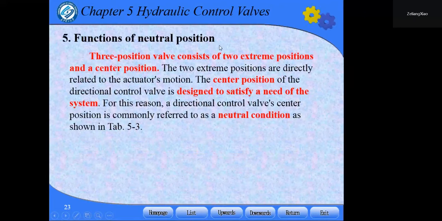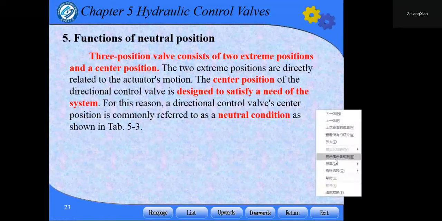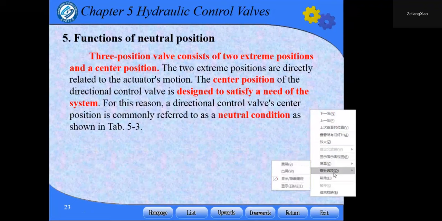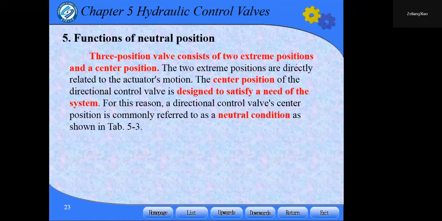By the functions of the neutral position. A three position valve consists of two extreme positions and a central position. The two extreme positions are directly related to the actuator's motion, and the central position of this directional control valve is designed to satisfy a load of the system. For this reason, a directional control valve's central position is commonly referred to as a neutral condition, as shown in table 5.23.